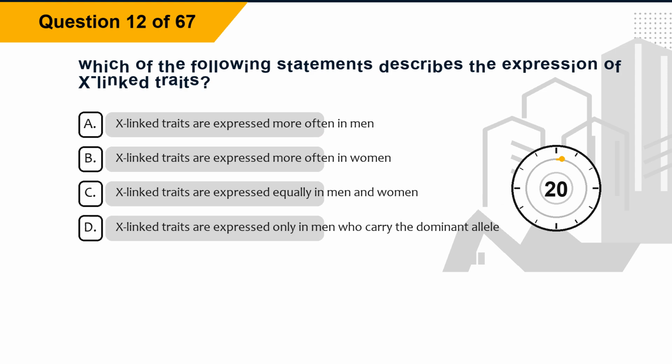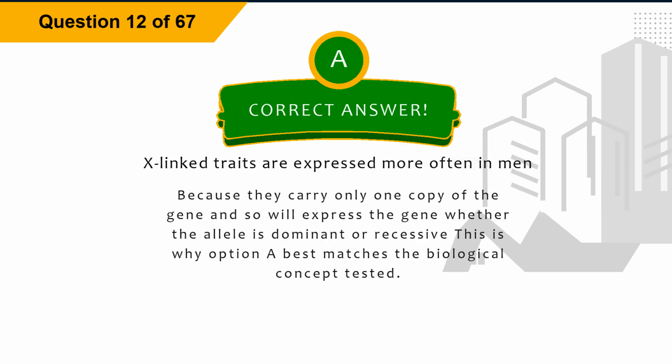Question 12. Which of the following statements describes the expression of X-linked traits? Option A, X-linked traits are expressed more often in men. Option B, X-linked traits are expressed more often in women. Option C, X-linked traits are expressed equally in men and women. Option D, X-linked traits are expressed only in men who carry the dominant allele. The correct answer is option A, X-linked traits are expressed more often in men.